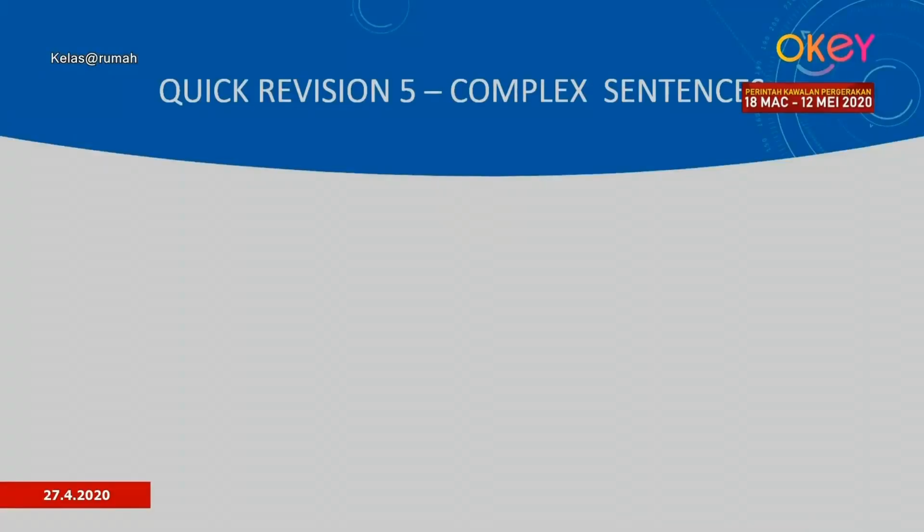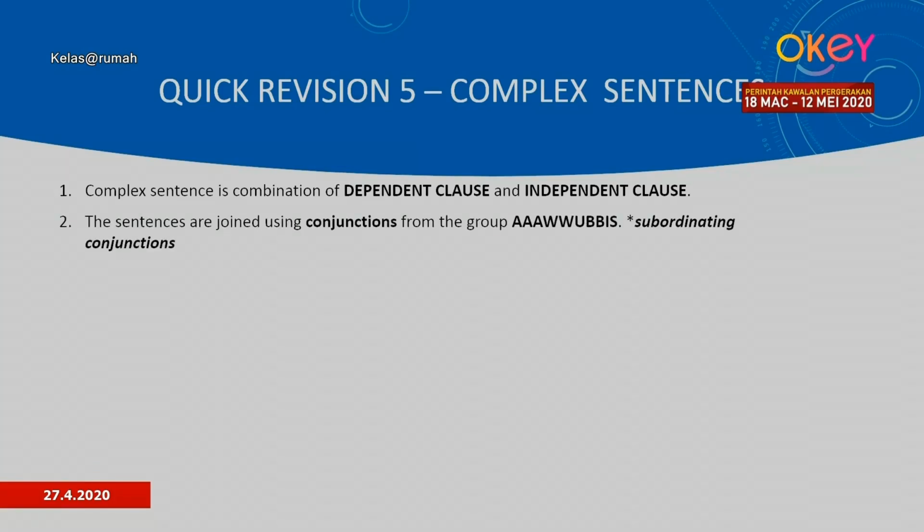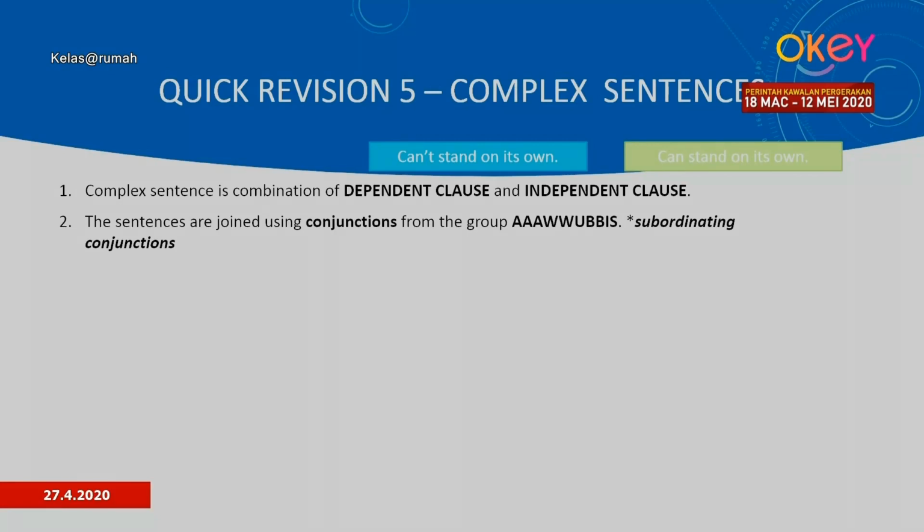The definition of a complex sentence is a combination of two sentences: a dependent sentence or clause and an independent sentence or independent clause. What is a dependent clause? A dependent clause is a sentence that could not stand on its own. It needs another sentence to make the whole thought complete. On the other hand, an independent clause is a sentence that could stand on its own, meaning it does not need any sentence to support the whole thought.